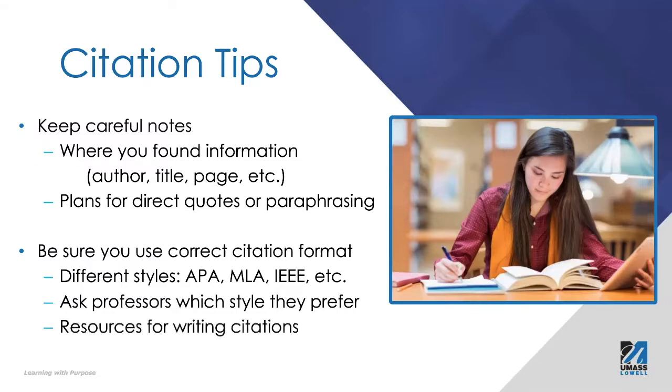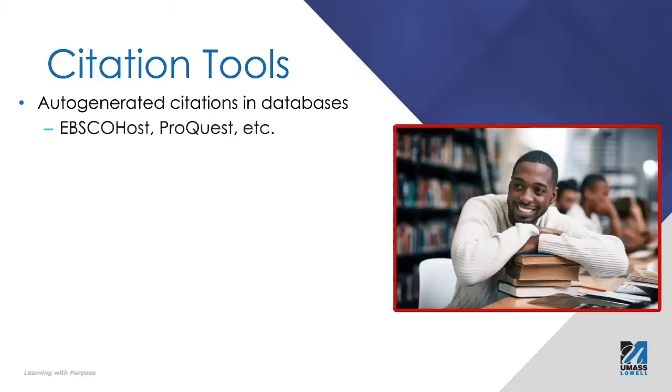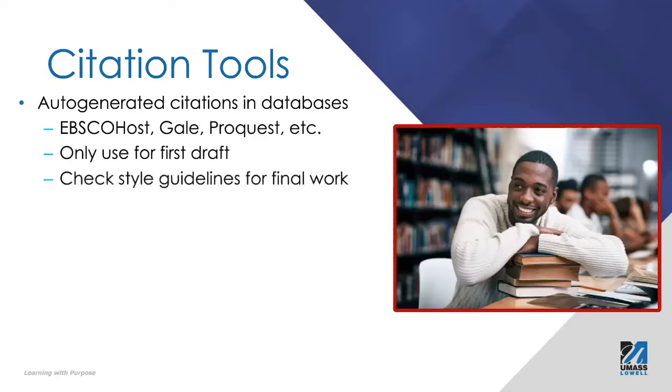Now let's look at some tools to help you write accurate citations. Some databases can automatically generate citations for you. Each database has a different interface, but you can usually find a citation generator on the same page as an article's publication details. This is a good time-saving tool for first drafts, but you'll want to check the auto-generated citation against the official style guidelines for your final work.